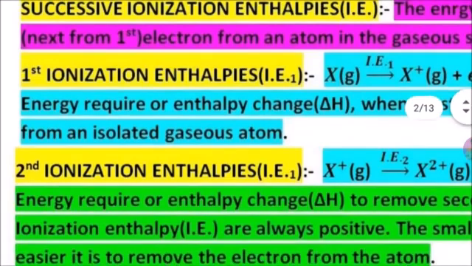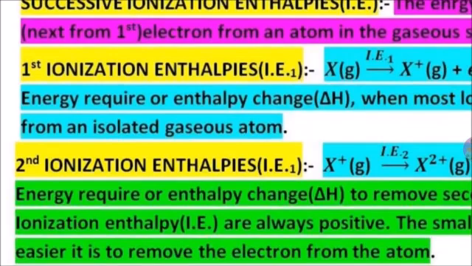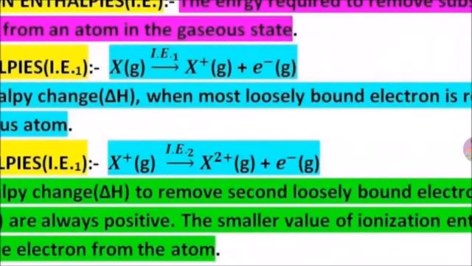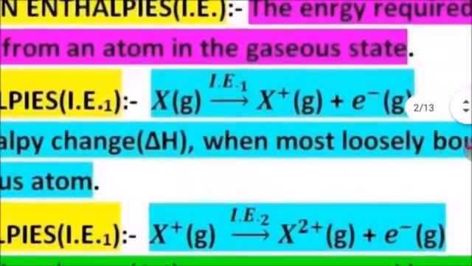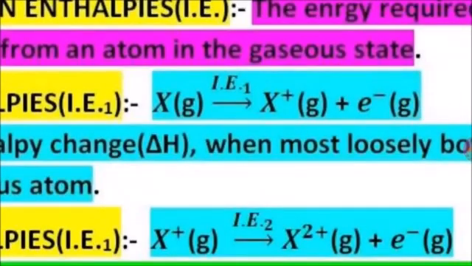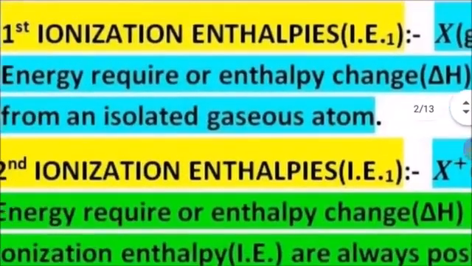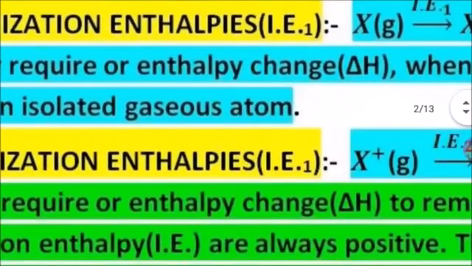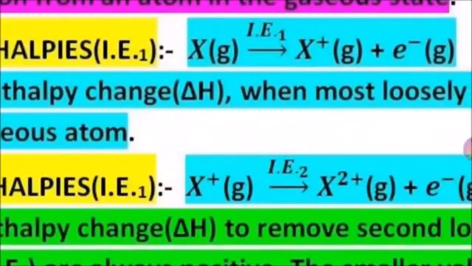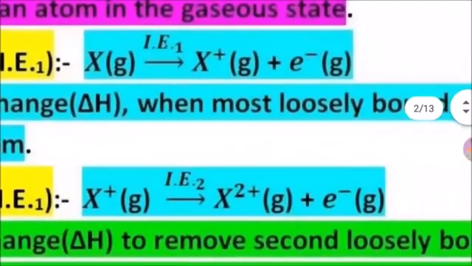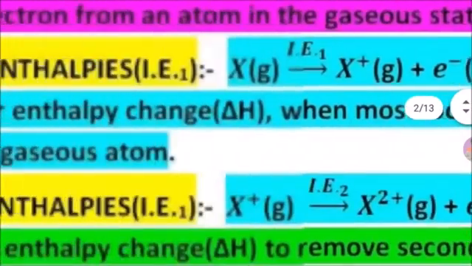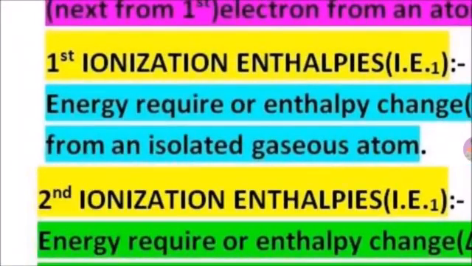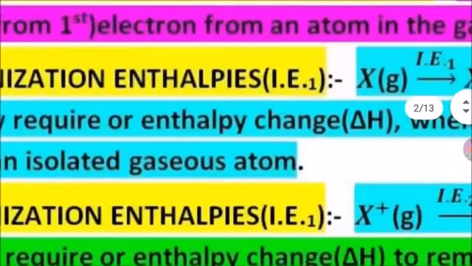For example, first ionization enthalpy is when the first electron is removed from an orbital. If a substance X is in the gaseous state and becomes the cation X positive, a monovalent ion, by removing one electron, this type of energy is known as first ionization enthalpy. The enthalpy change, denoted delta H, when the most loosely bound electron is removed from an isolated gaseous atom is the first ionization enthalpy.